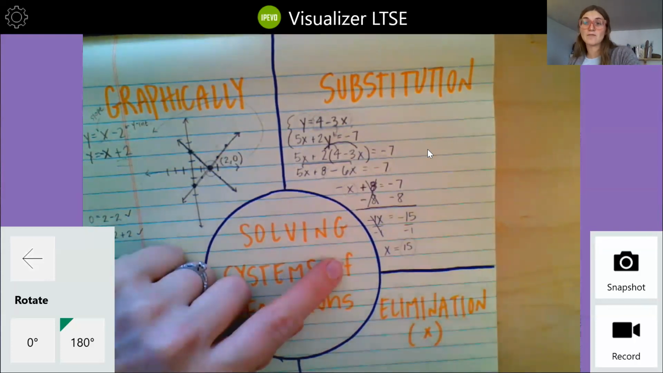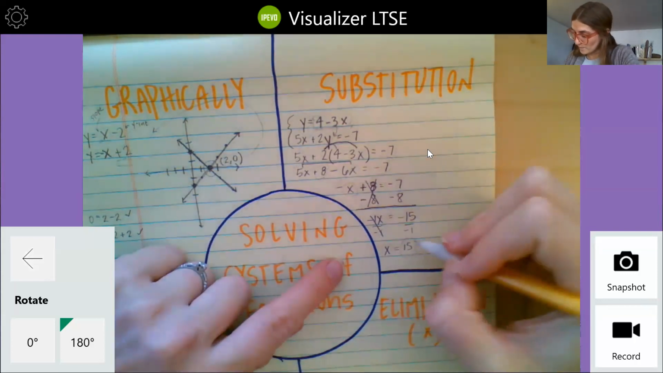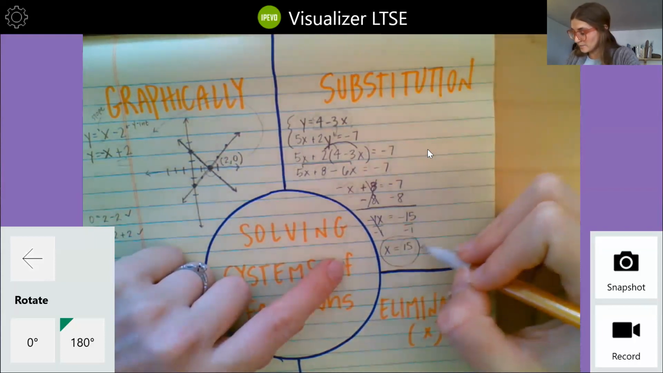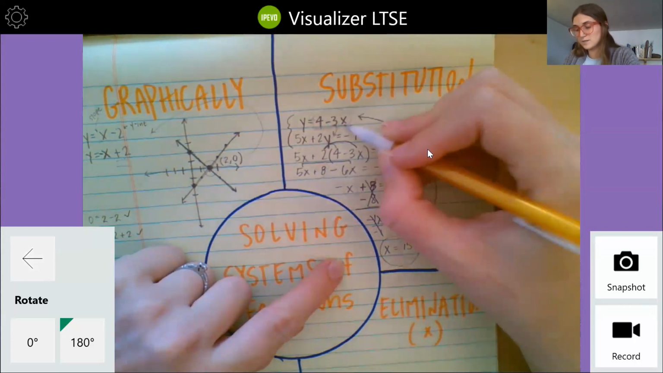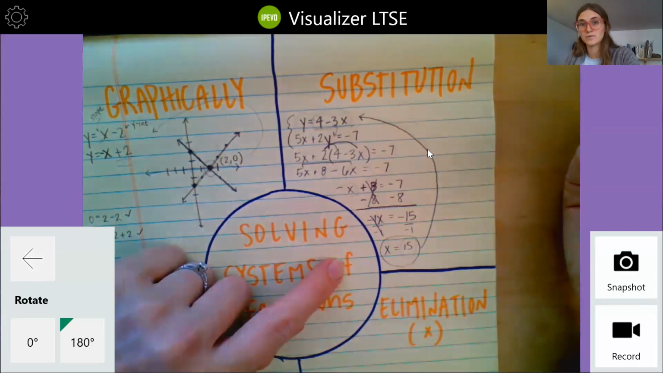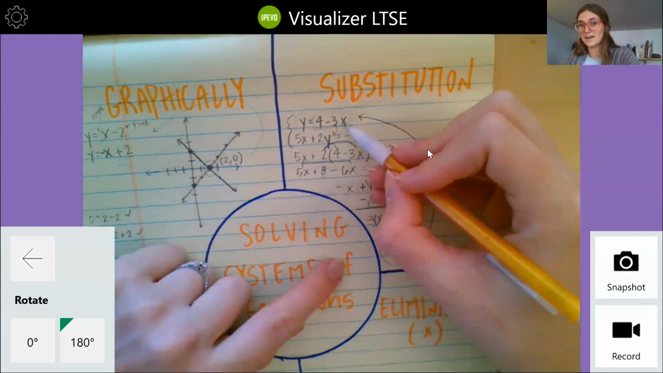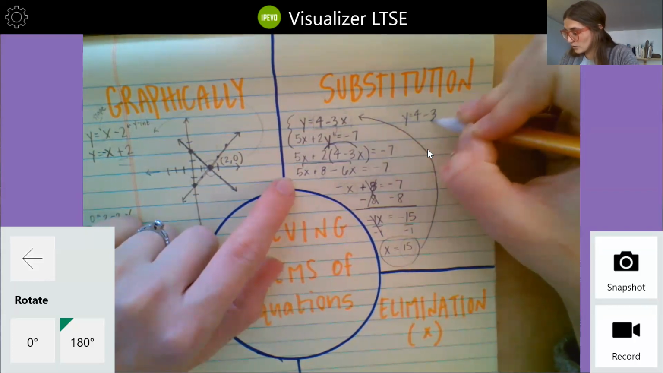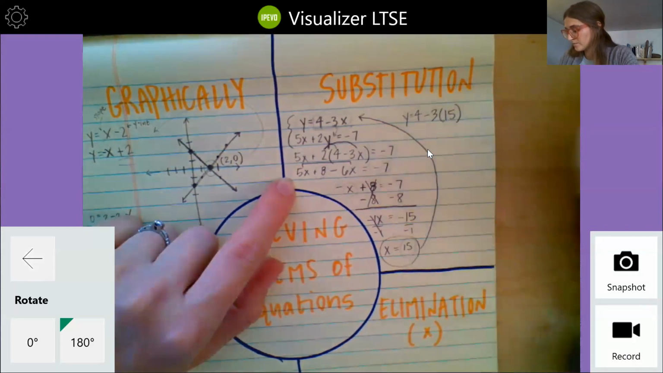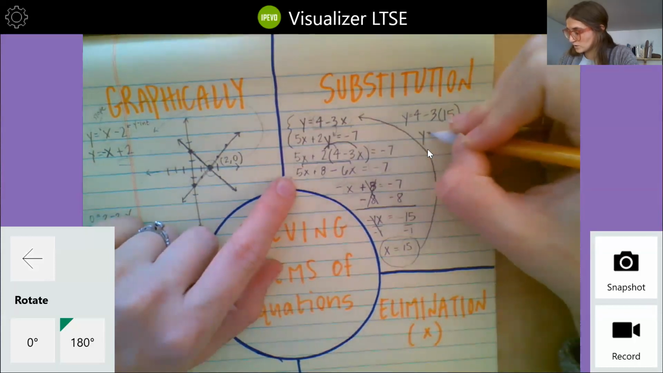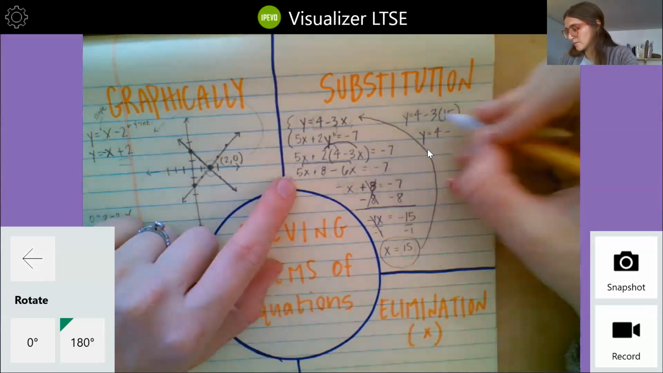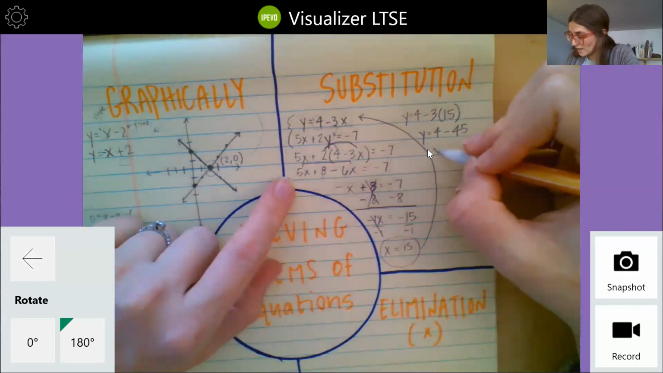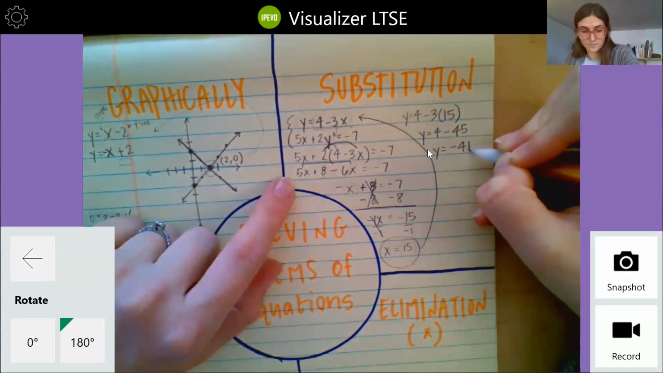Now what I need to find is my value for y. So what I'm going to do is substitute again. I'm going to substitute this value back into my original equation up here. So I plug in 15 for x. So then I get y equals 4 minus 3 times 15. That means y equals 4 minus 45, because 3 times 15 is 45. So y is equal to negative 41.